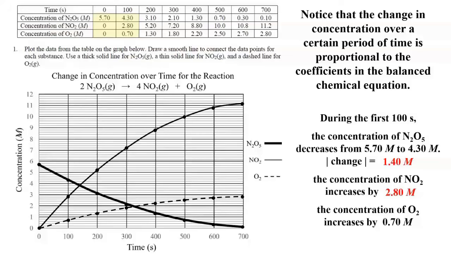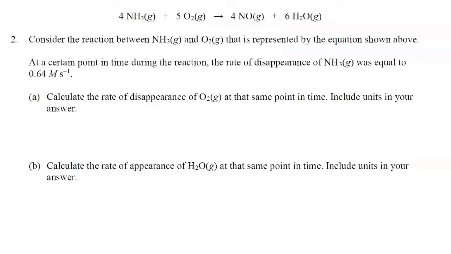And then for O2, the change over that same period of time is 0.70 moles per liter, which is half as much as the change for N2O5. 1 mole of O2 is produced for every 2 moles of N2O5 that are consumed. All right, let's take a look at question 2.